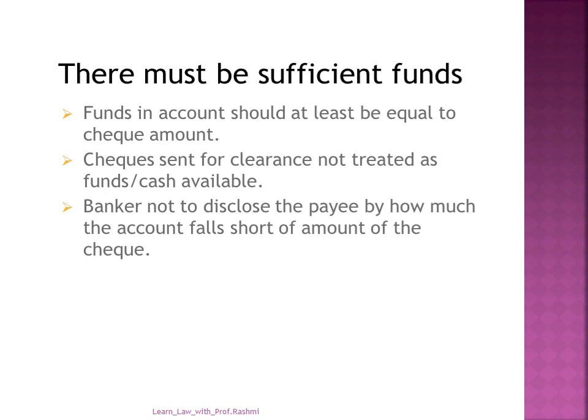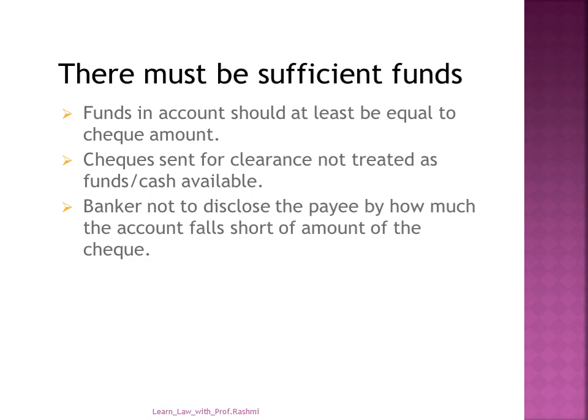Such a balance is also known as shadow balance or unclear balance. Once the check sent for collection is cleared, the funds in the hands of the banker would be clear balance. So only the amount in the clear balance, or the amounts which are realized, can be understood as sufficient balance of funds.